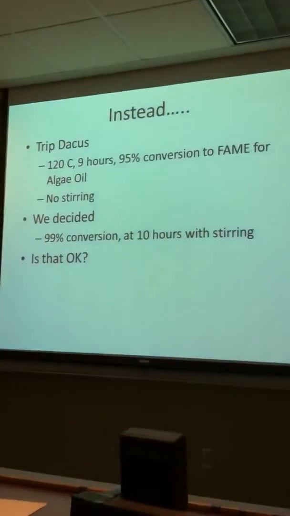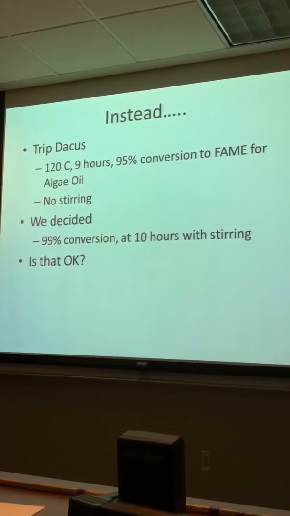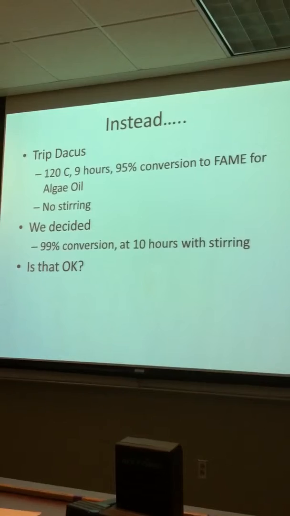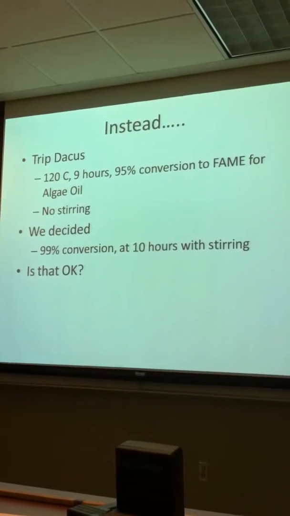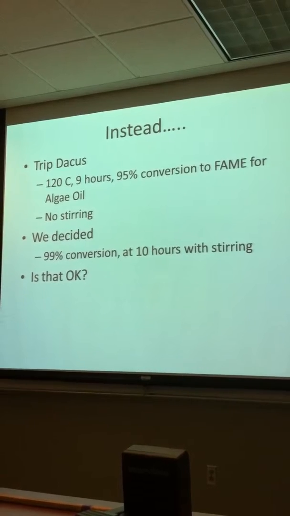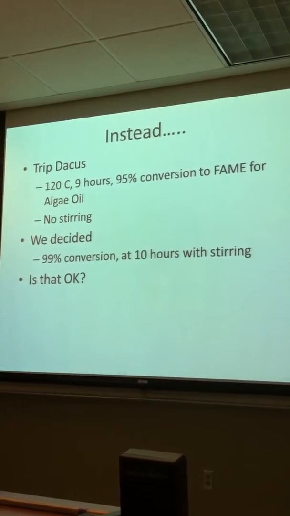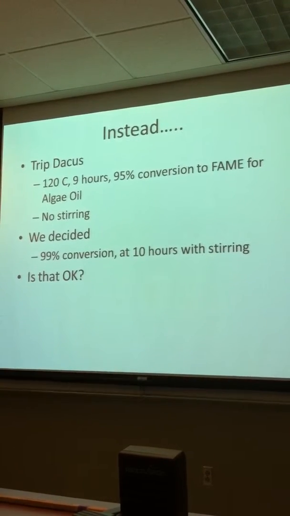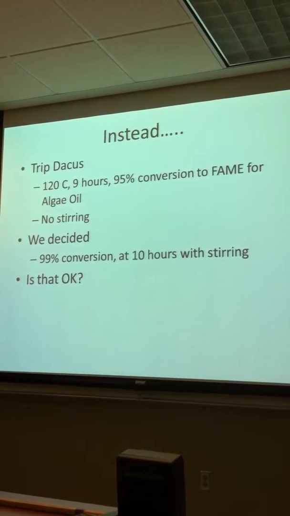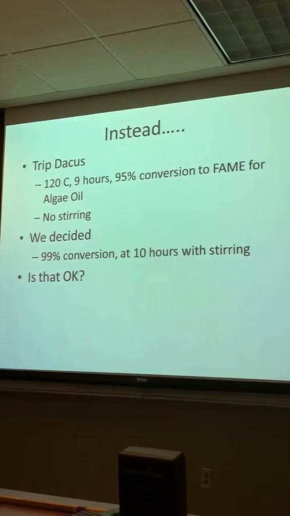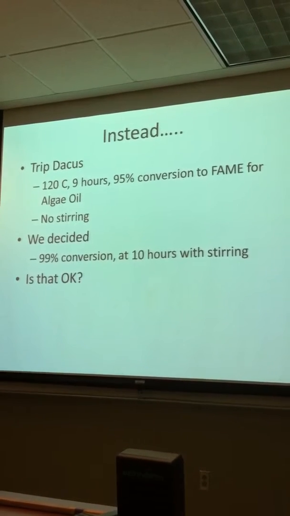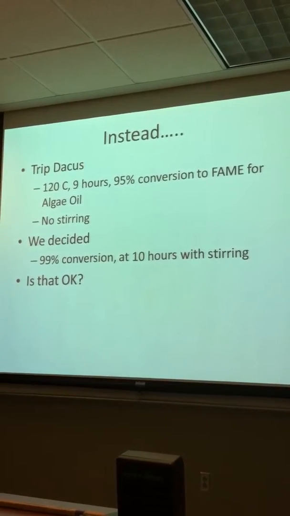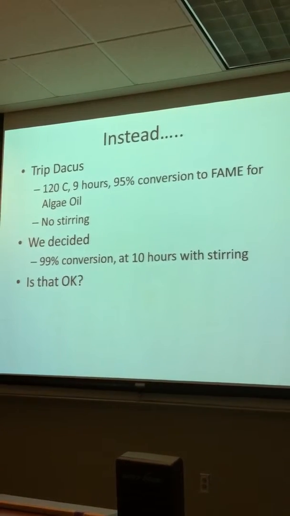So we took a really alternative approach. I don't know if it's an acceptable way of doing this, but all we could find is Trip Dacus did some experimental work, I guess two years ago, and he had a single data point where he got 95% conversion of biodiesel from algae oil, 9 hours at 120 degrees Celsius. And we based our entire design off of that one data point because we can't find anything else. So for our project, we just assumed it would be 99% conversion if we included stirring, because he had no stirring, and just upped it to 10 hours instead of 9 hours.